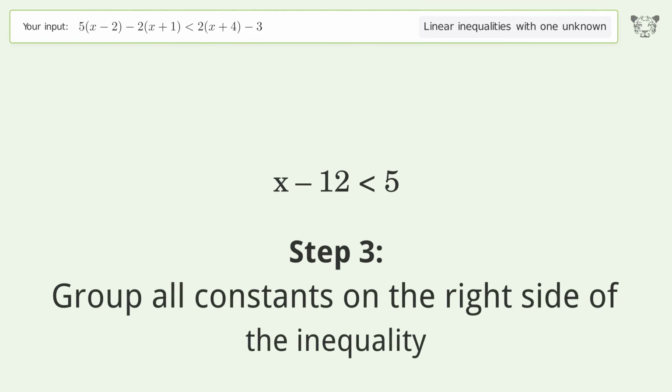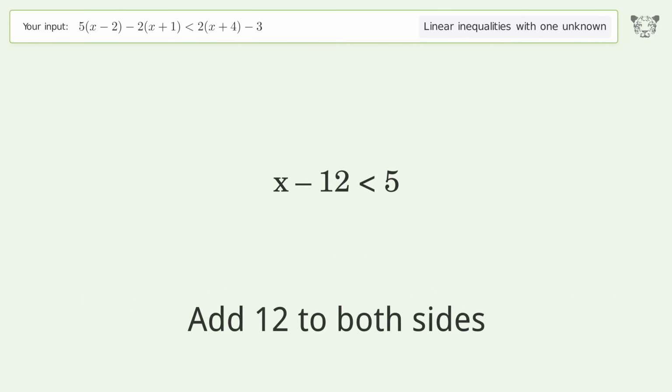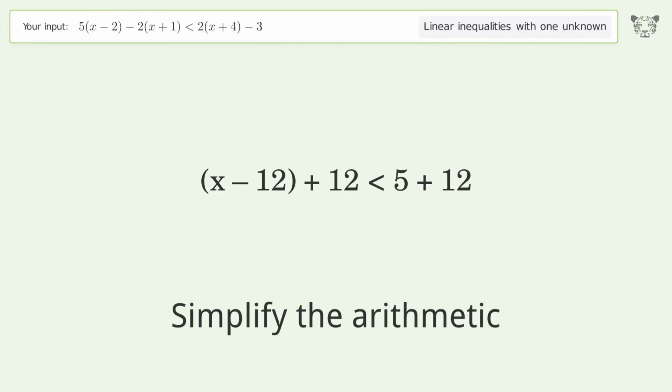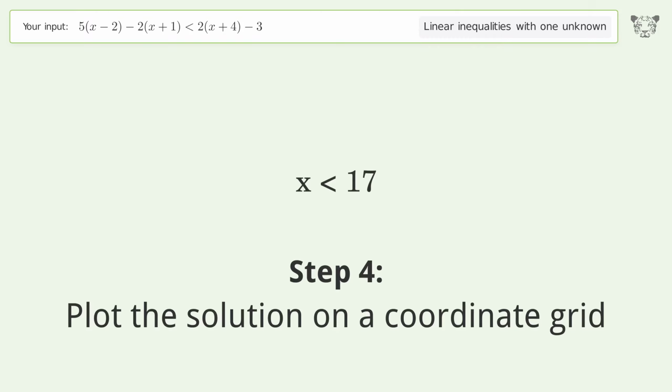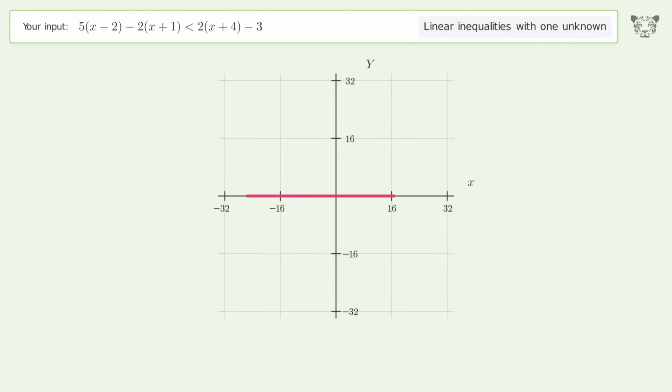Group all constants on the right side of the inequality. Add 12 to both sides. Simplify the arithmetic. Plot the solution on a coordinate grid. And so the final result is x smaller than 17.